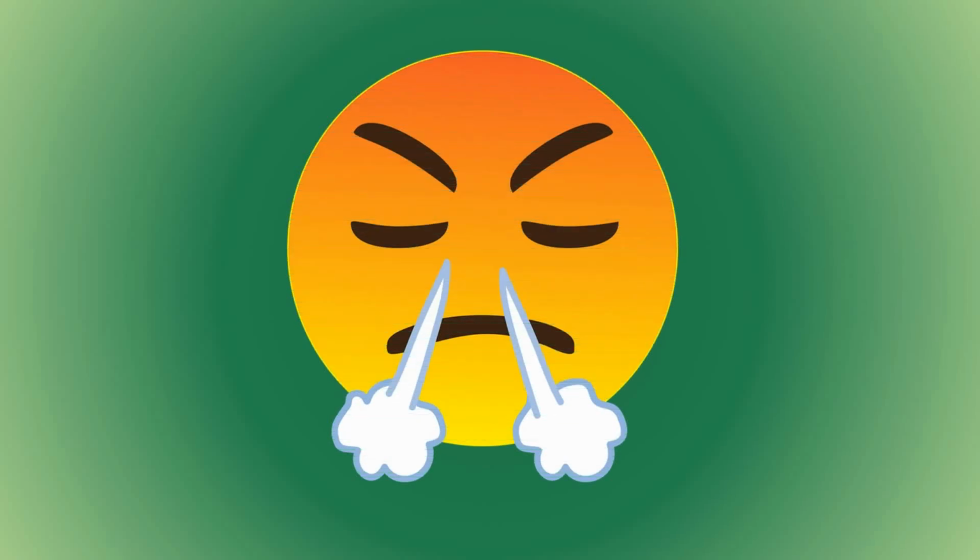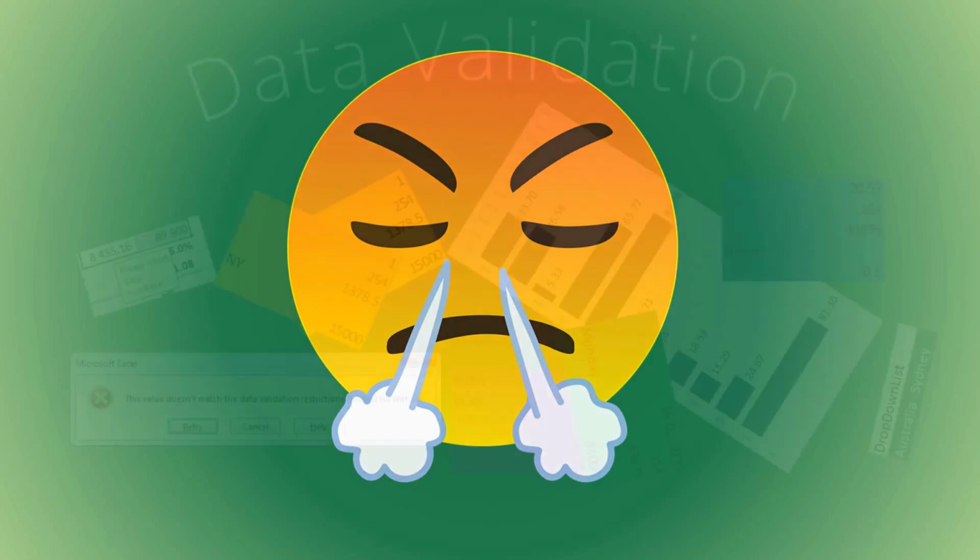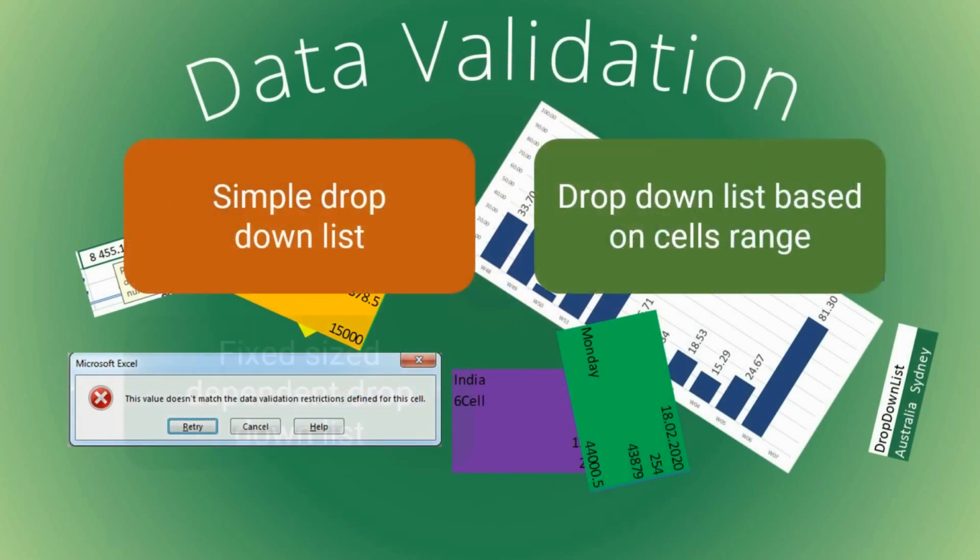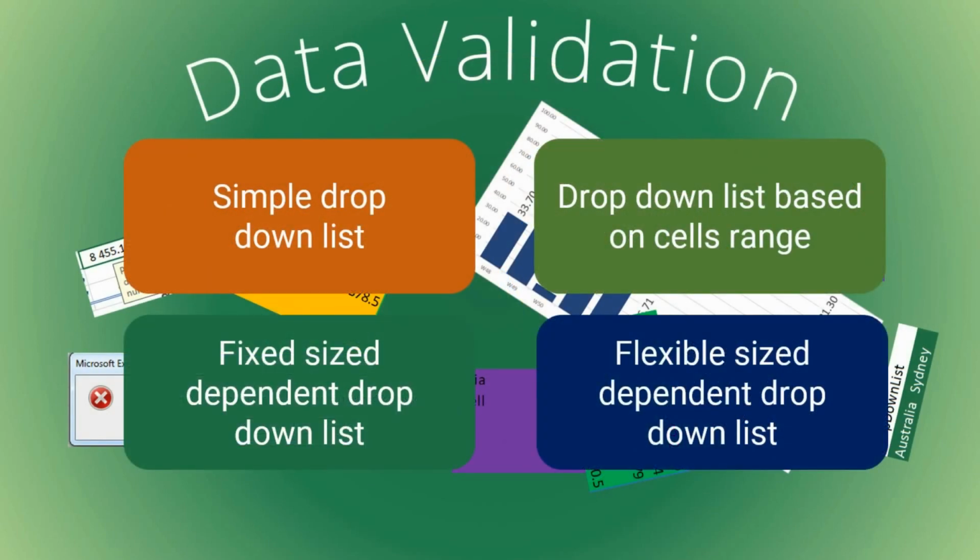This Monday, someone corrupted my file with wrongly formatted data. So this week, we learned data validation to protect our files. In this video, we are going to cover everything you need to know about drop-down lists: simple, from range, dependent with fixed and flexible size. We start now.